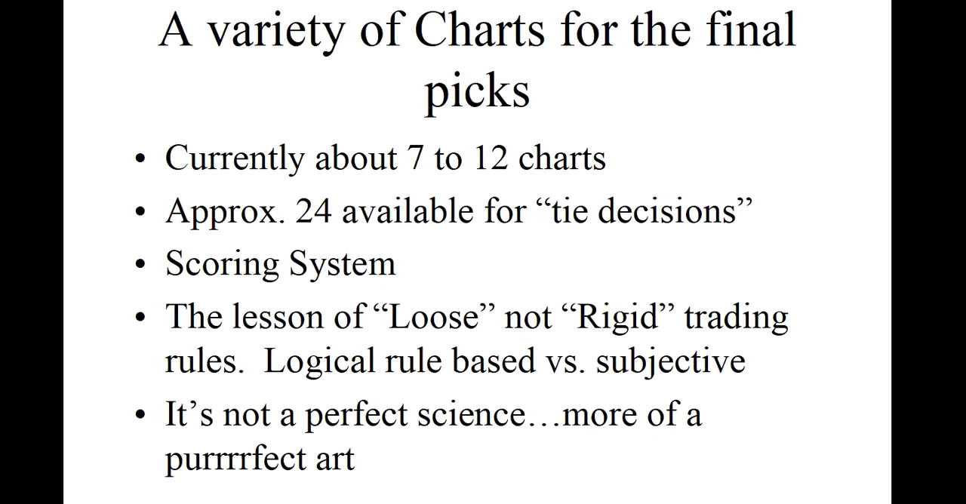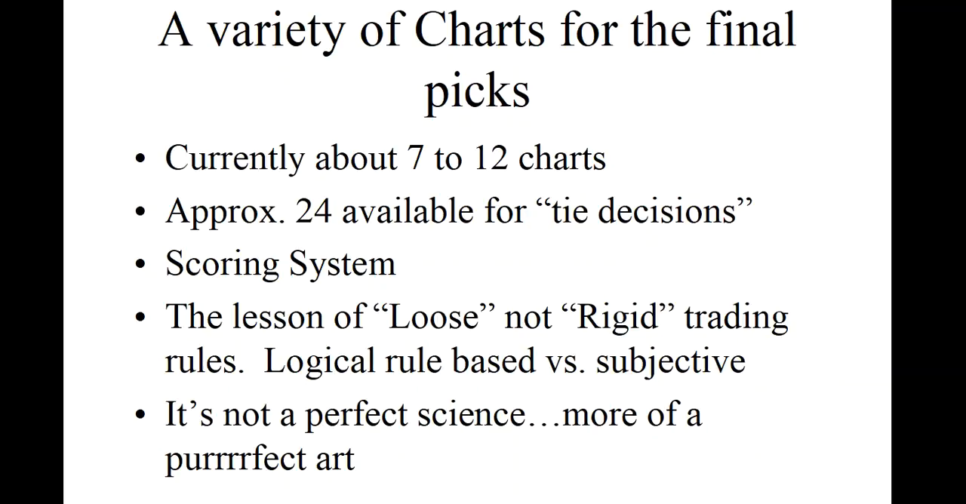And what I've learned over the last probably 15 years is the lesson of loose versus rigid trading rules. I always wanted the perfect, rigid, mechanical, mathematical, statistical system that would tell me exactly what to buy. Well, life isn't like that. The computer and all my beautiful algorithms can only go so far. And in the end, what I used to do as a mistake is I would then use my own charts and graphs, and I would have rules for those, and I would miss out.